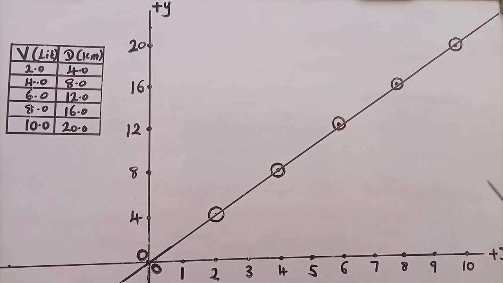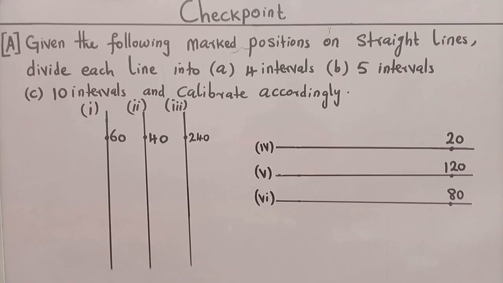What about the volume of 5 liters? Let's try to estimate the distance it will travel. Again, you move vertically upwards from this 5 to meet this line, and when the line is met, then move horizontally towards the y-axis. We meet between 8 and 12. Between 8 and 12 is 10. That means that approximately anybody that puts 5 liters of petrol into this vehicle is expected to cover a distance of 10 kilometers. How beautiful this sketch is.